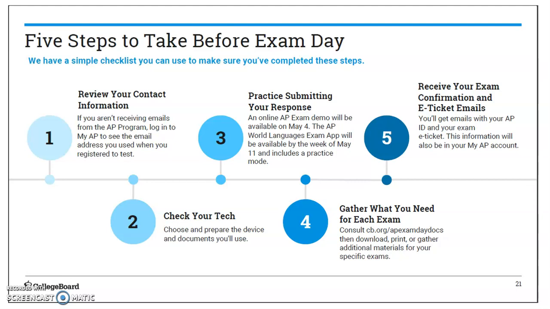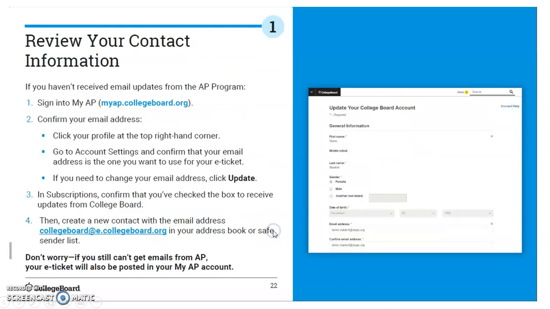Number 1, you want to review your contact information. Number 2, you want to check your tech. Number 3, you want to practice submitting your response. Number 4, make sure you gather what you need for each exam. And number 5, receive your exam confirmation and e-ticket emails. So we're going to go ahead and run through each of those individually here.